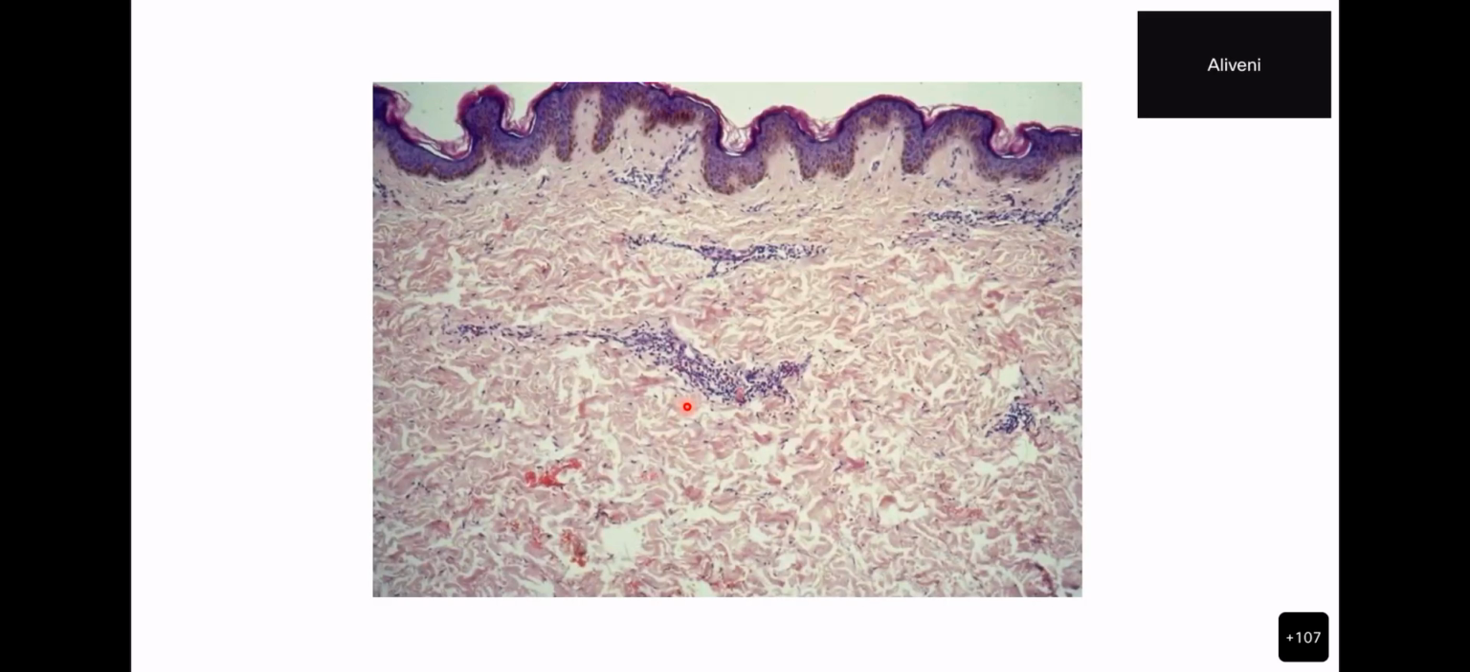So this is an H&E section from skin biopsy showing surface epidermis and dermis. The epidermis appears to be normal in morphology and the papillary dermis shows scattered mononuclear inflammatory cells, mainly lymphocytes.